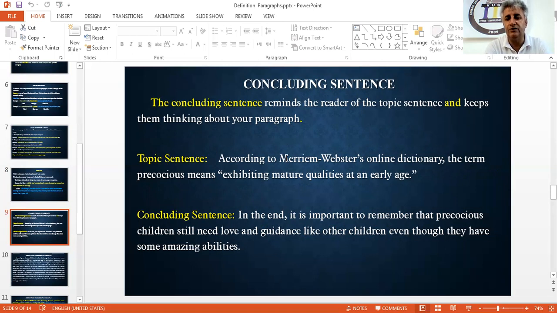In the end, it is important to remember that precocious children still need love and guidance like other children, even though they have some amazing abilities. If we compare these two sentences, you will see, exhibiting mature qualities at an early age. So other children will show these qualities. Like other children, precocious children need love, guidance, support on behalf of their parents, their teachers, and you have finalized your paragraph in such a sentence.